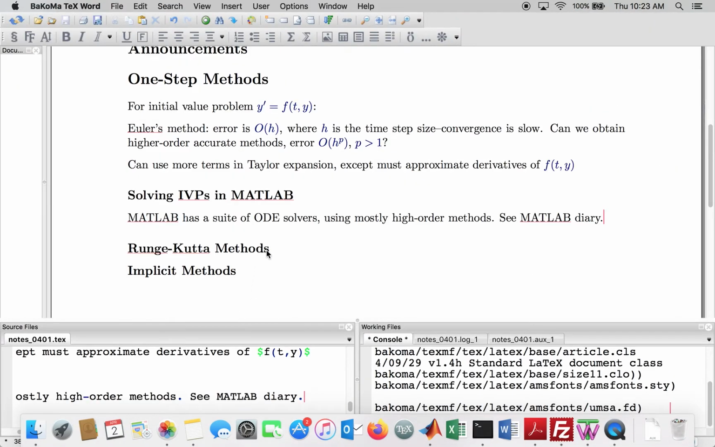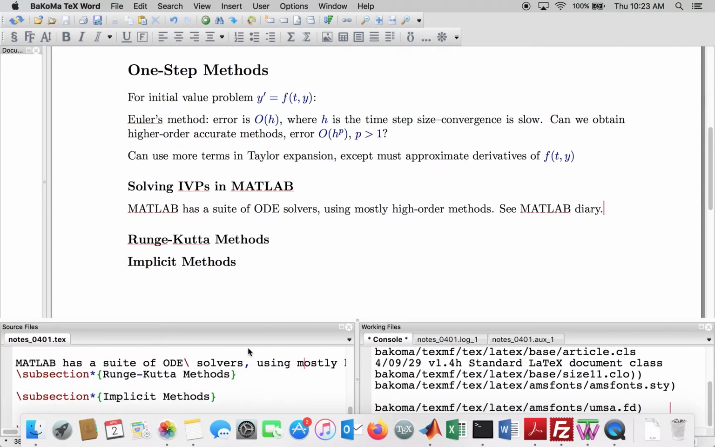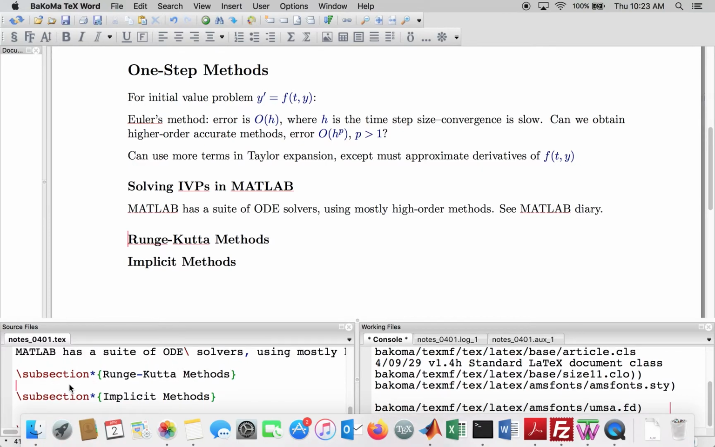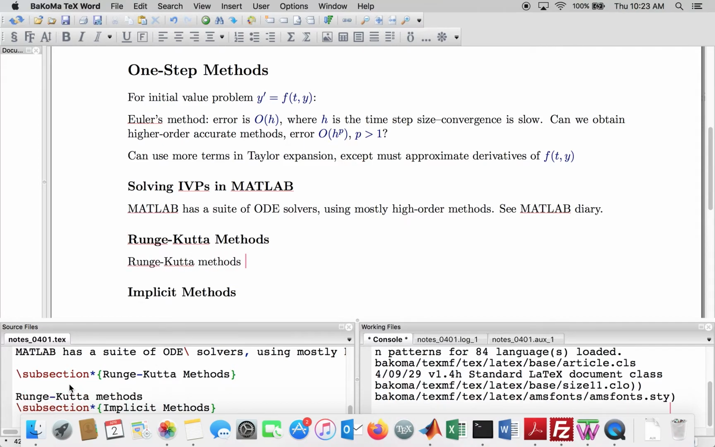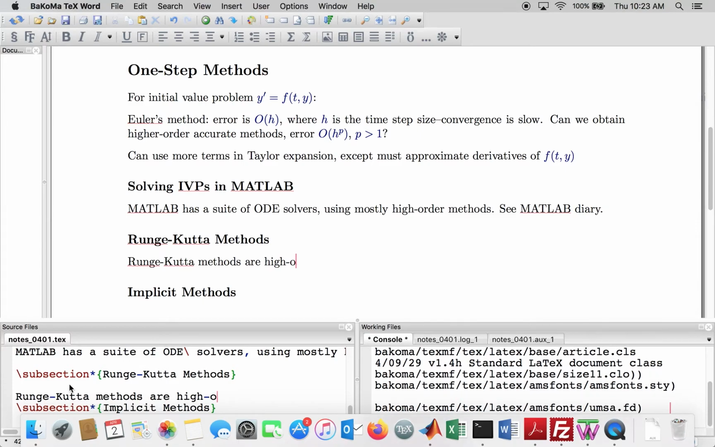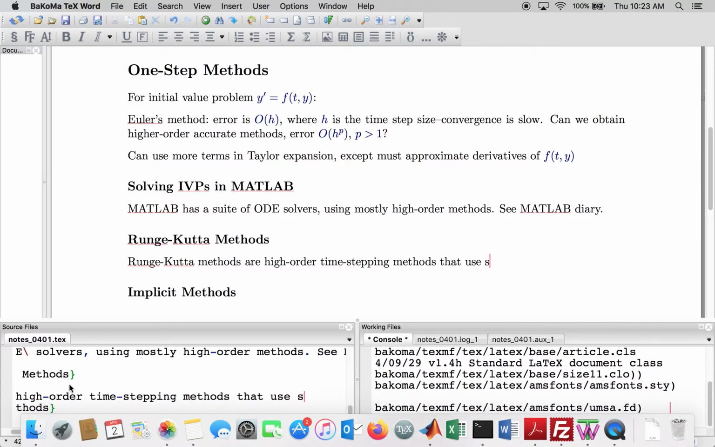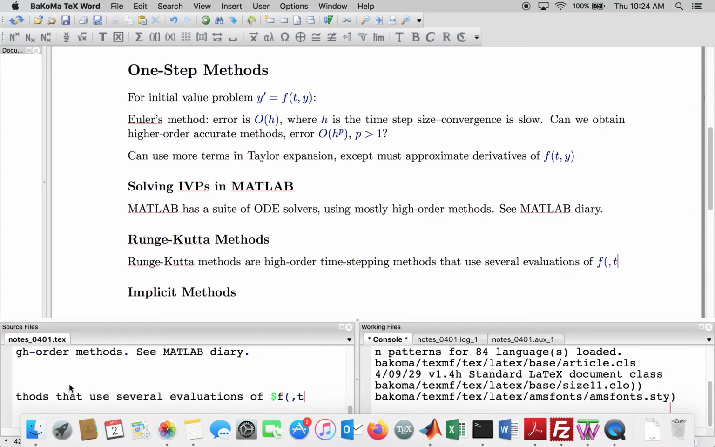Now, how to obtain a high order method. There are many high order methods, and we'll see different kinds, but here's one approach to deriving a high order method. The Runge-Kutta methods are high order methods that use several evaluations of the function f of t, y, the time derivative.